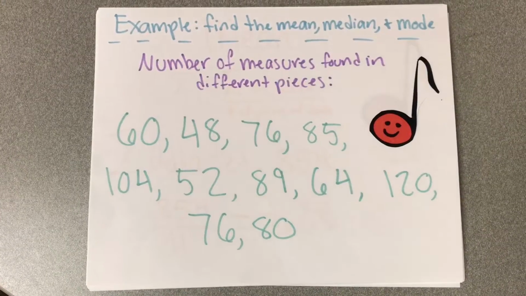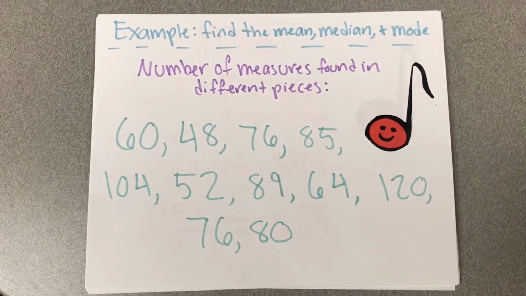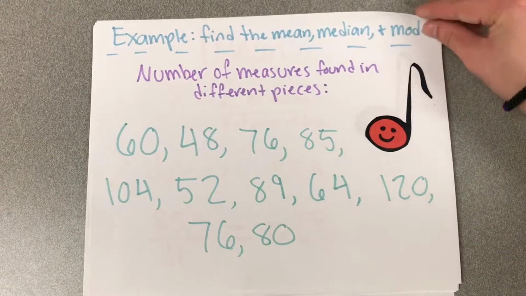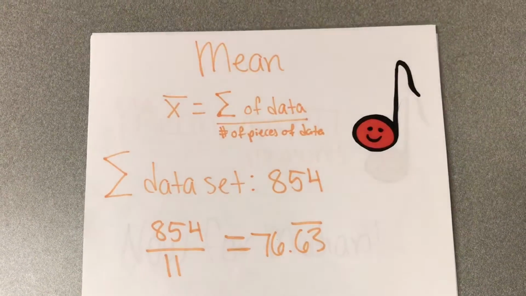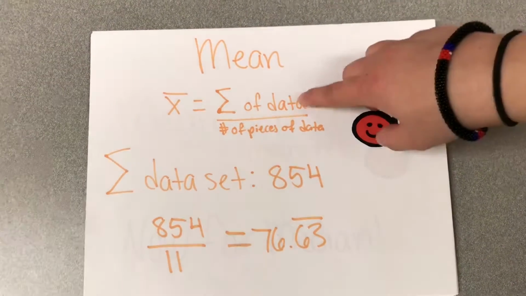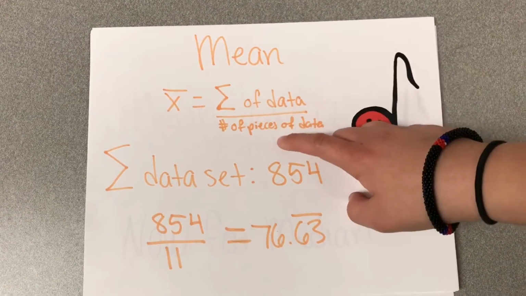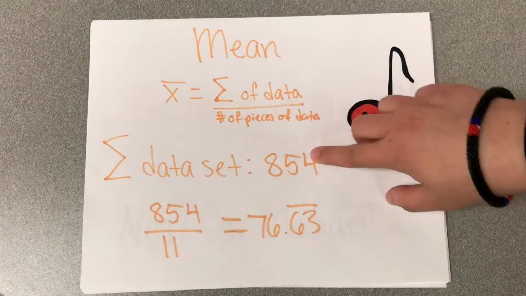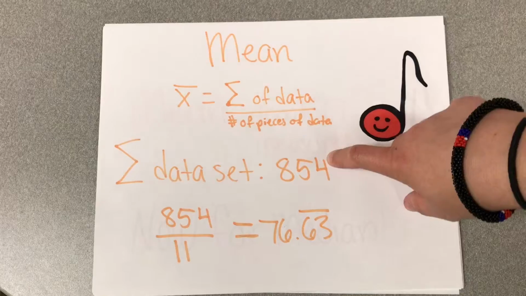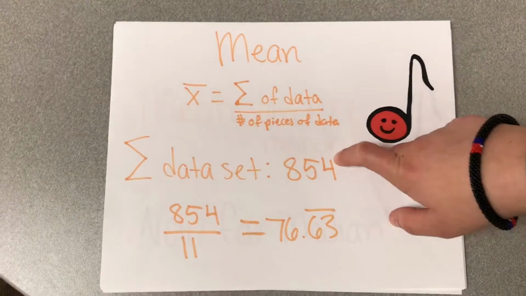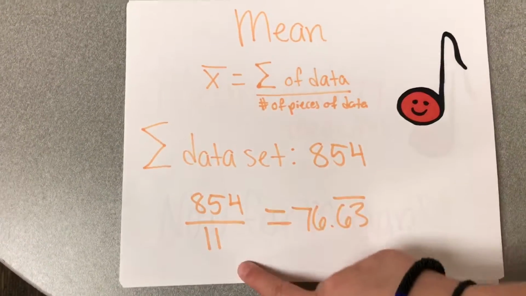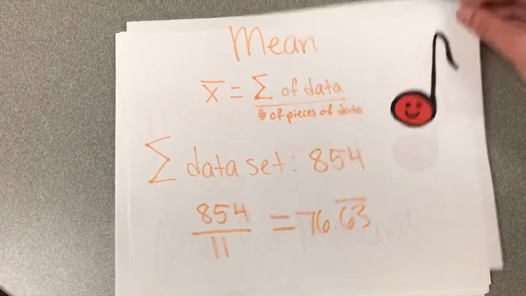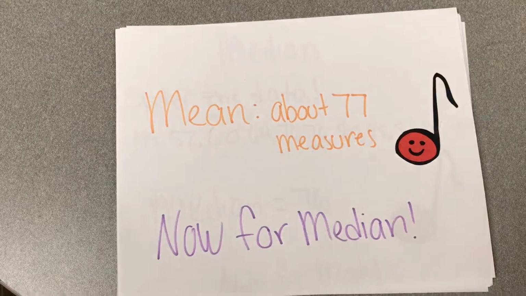Let's practice finding mean, median, and mode. Here's a list of the numbers of measures found in different pieces. First, let's find the mean of this list. To find the mean, we need to take the sum of the data and divide it by the number of pieces of data. If you add together all our pieces in the data set, you get 854. There are 11 total pieces in the data set, so we divide 854 by 11 to get a mean of 76.63. So, our mean is about 77 measures.